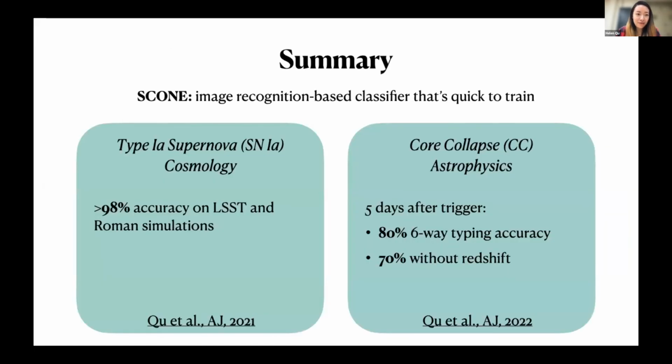So in summary, today I've presented SCOAN, which is an image recognition based classifier that's quick to train. And I've shown that it's useful for cosmology in the sense that it's able to get more than 98% accuracy on LSST and Roman simulations. And it also has potential applications for core collapse astrophysics because it's able to perform the 6-way typing 0 or 5 days after trigger with pretty high accuracies, 60 to 80%. So thanks so much for your attention, and obviously happy to answer any questions.